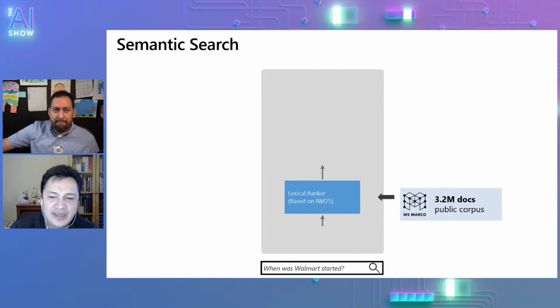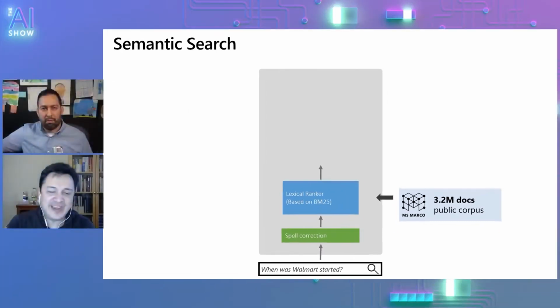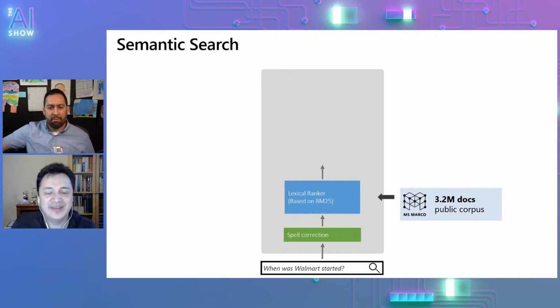And by the way, the MS Marco corpus is one that you can play with yourself. It's a publicly available corpus, so it's out there for data scientists to check how good their algorithms are for things like this. One of the new things that we added to our product recently, it's not part of semantic specifically, but I wanted to introduce it here because it's part of the process, is a new spell corrector. So if I had mistyped the query, it will have corrected that before going to this lexical ranker.